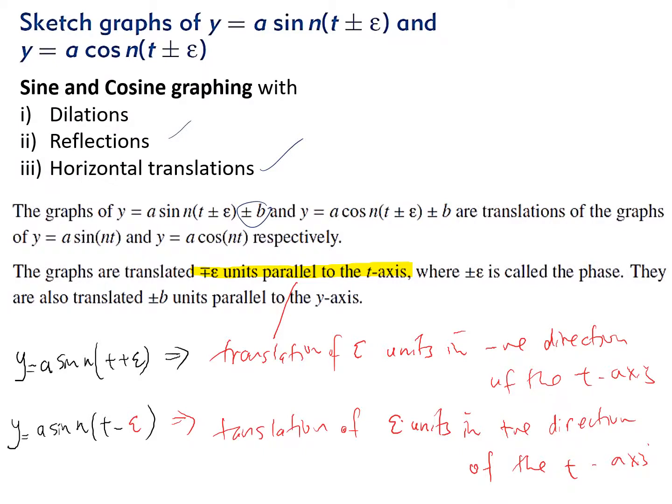If you have the graph y equals a sine n(t plus epsilon), a tells you that there's a dilation factor a from the x-axis, a dilation factor 1 on n from the y-axis, and a translation of epsilon units in the negative direction of the t-axis. Sorry, I should be saying t rather than x because the variable now is t. The second one is y equals a sine n(t minus epsilon). Again, a tells me there is a dilation factor a from the x-axis, n is a dilation factor 1 on n from the y-axis, and there's a translation of epsilon units in the positive direction of the t-axis.